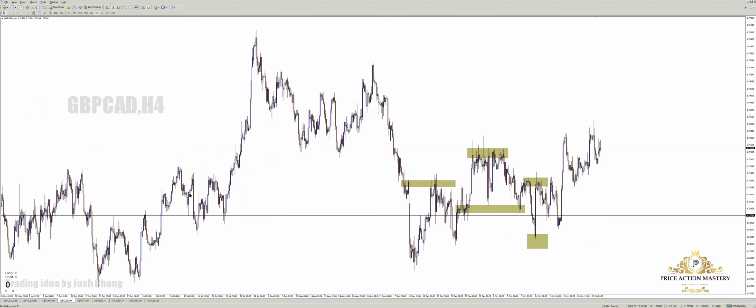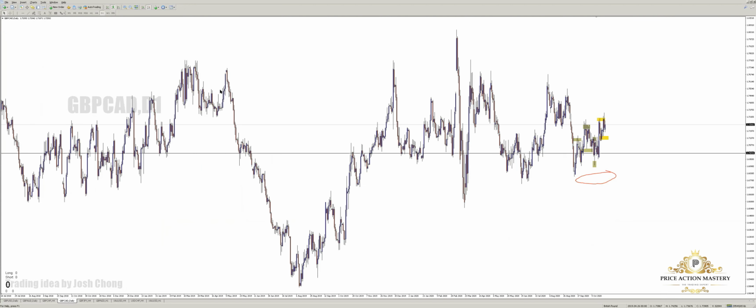So next will be GBP CAD. Basically this is the same high. If you wanted to buy, the best buy area is of course here. So let's look into day one.